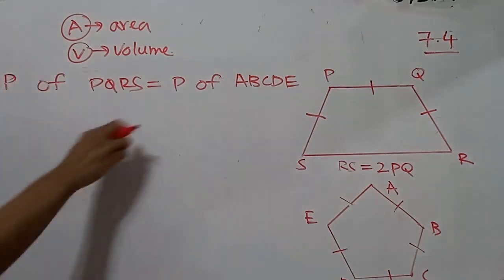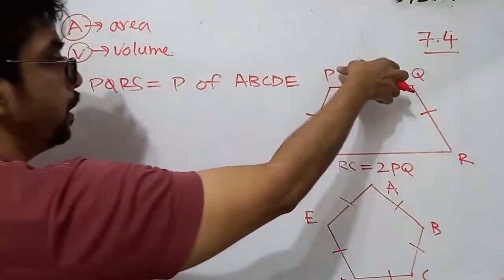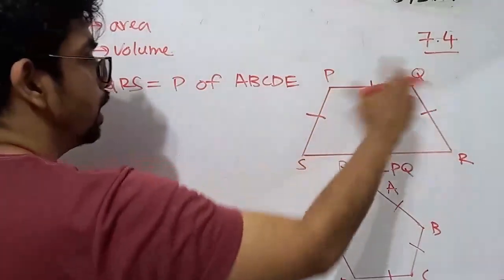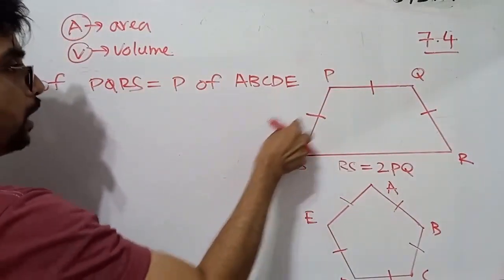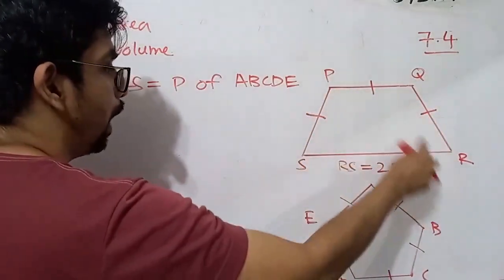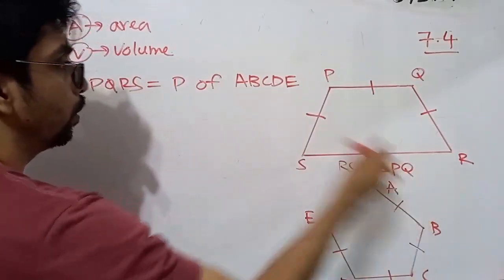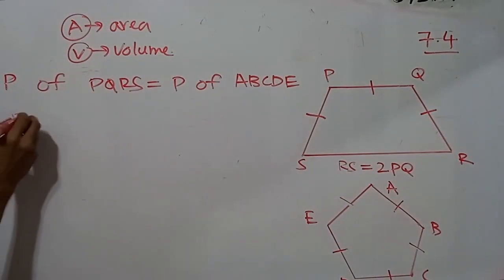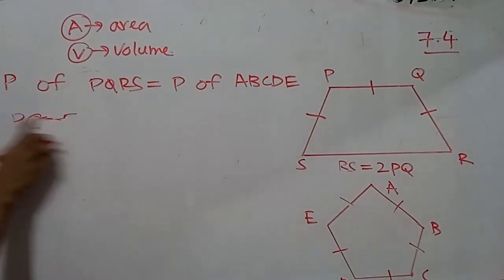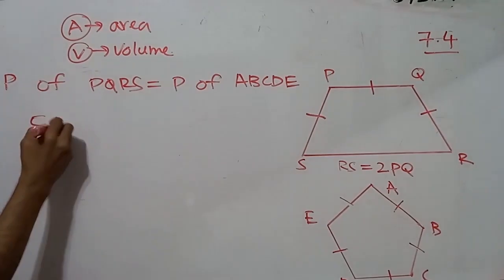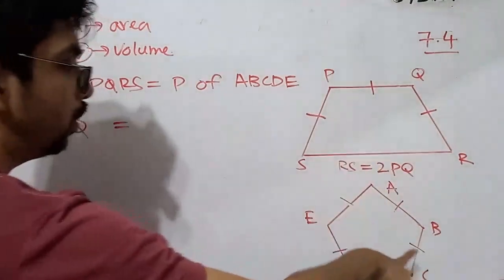This is a quadrilateral, no? This is PQ. These two sides are also equal to the length of PQ. This is PQ, this is PQ, this is PQ. And the length RS is 2 times PQ. So how many PQs are there? 5 PQs, so we can simply write this as 5PQ.